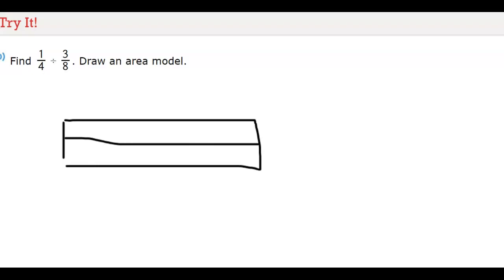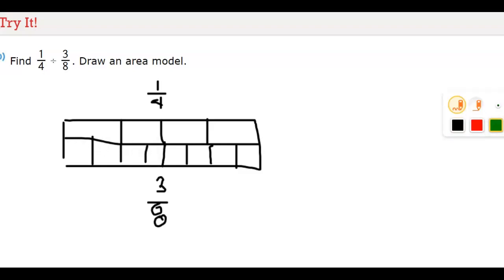Anyway, the top one will represent our 1/4. The bottom bar will represent our 3/8. So I'm going to separate this into fourths, and then the bottom will be separated into eighths. Okay, I'm going to shade them in. So shade in 1/4, and for 3/8, I'm going to shade in 3 out of 8 parts.